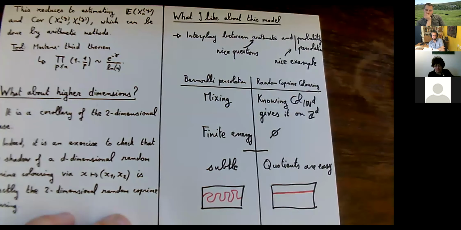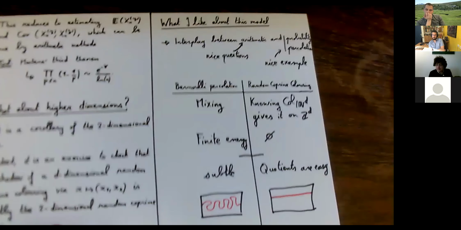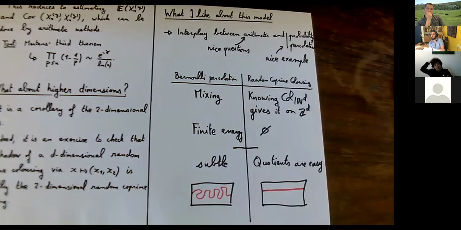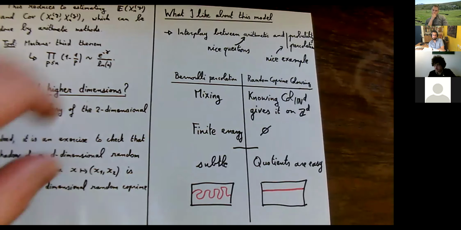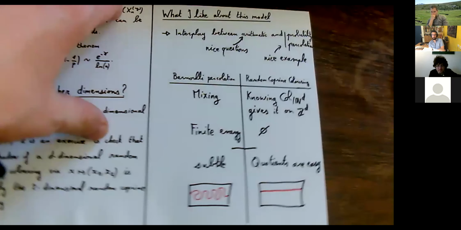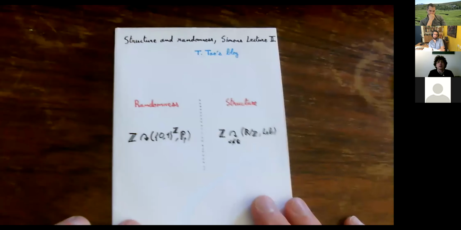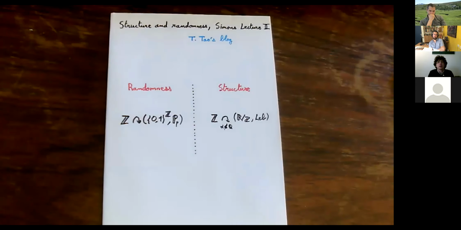is funny and which makes it that we don't need to rely on a discrete version of the Jordan curve theorem, or it's a funny thing that is quite different from the Bernoulli version. And very last slide. I also believe that this fits in nicely in the structure versus randomness paradigm. So on Terence Tao's blog, there are 3 Simons lectures, and I'm referring to the second of them.